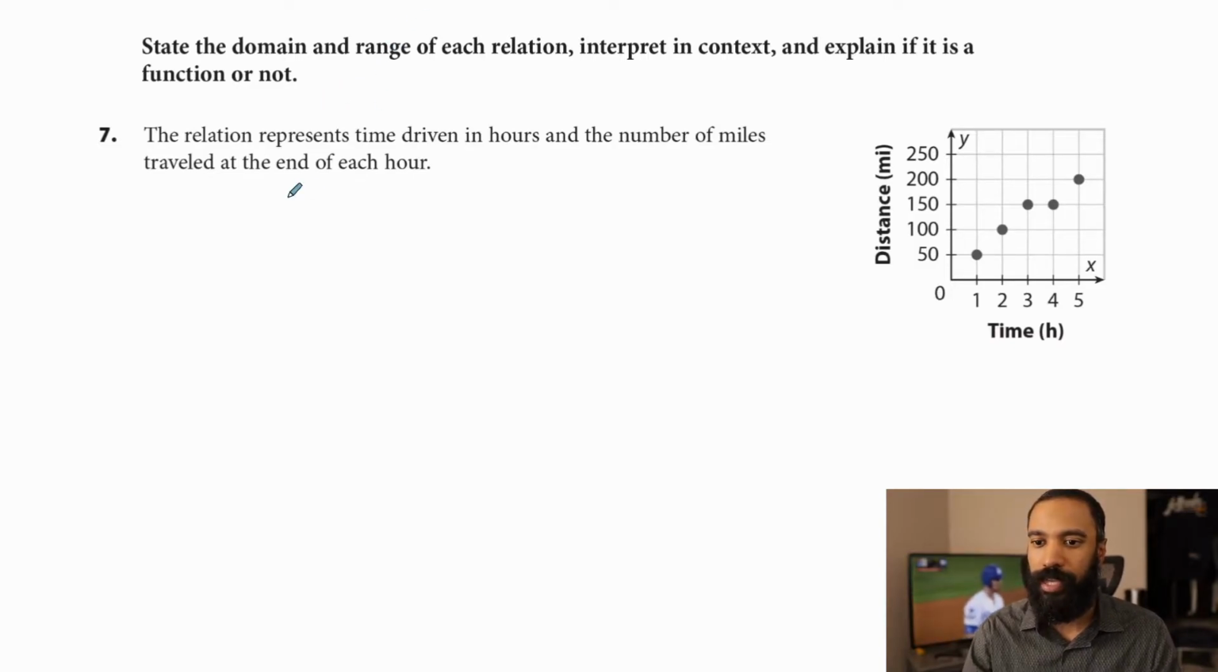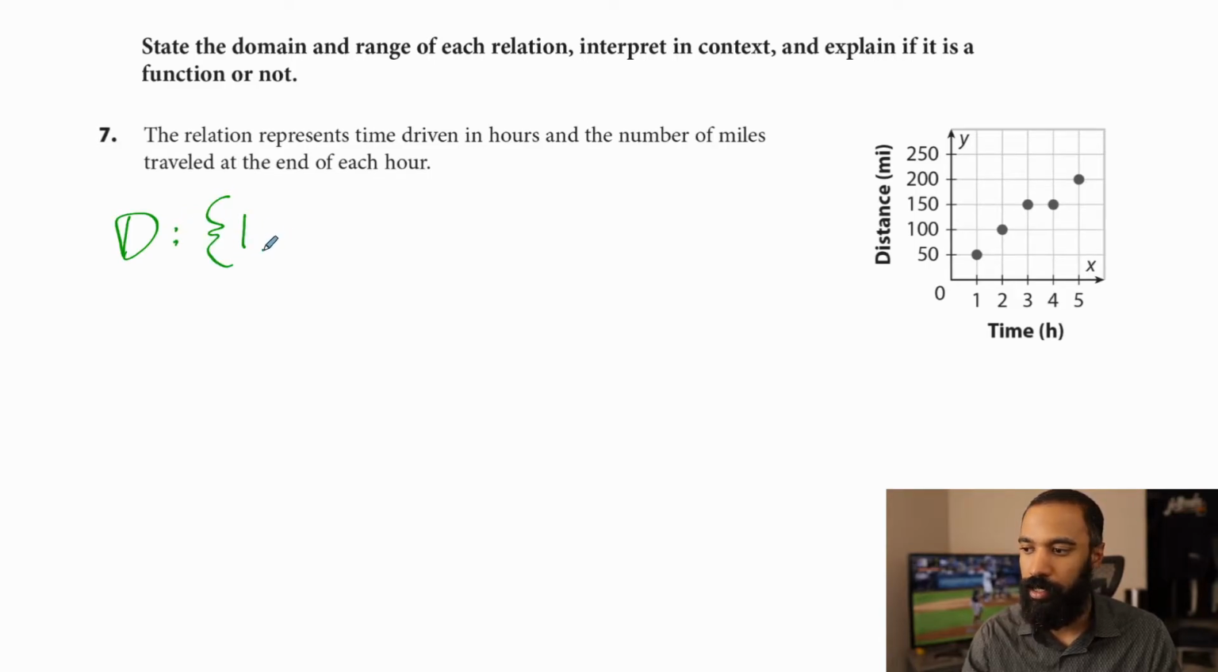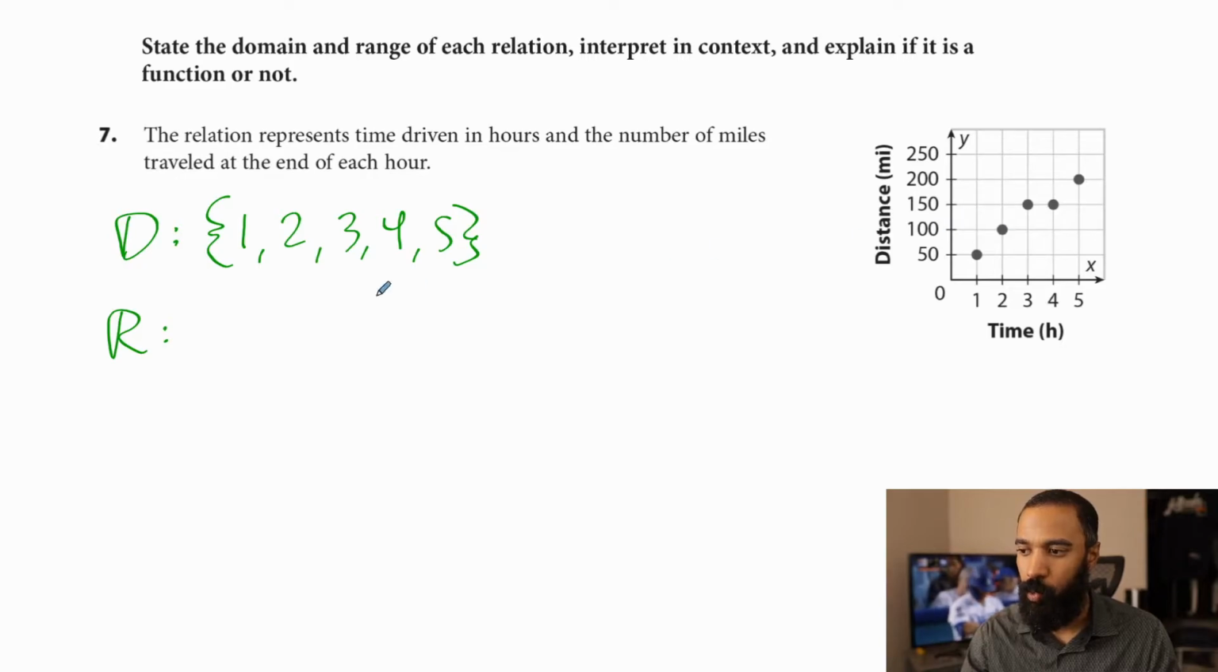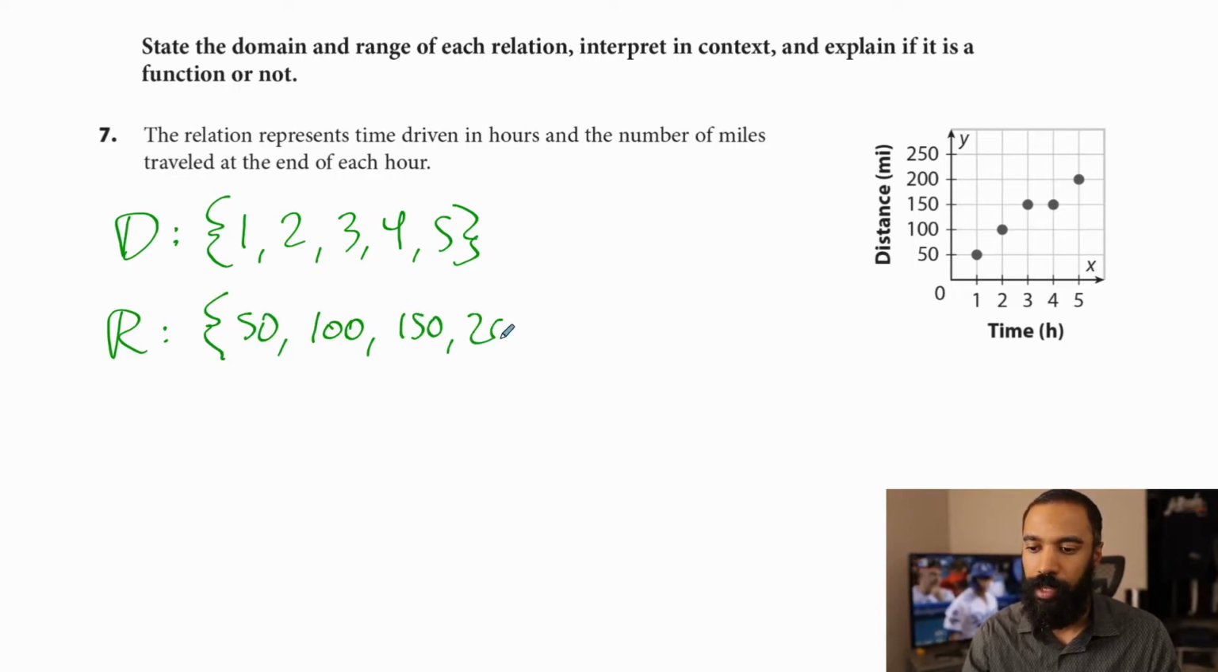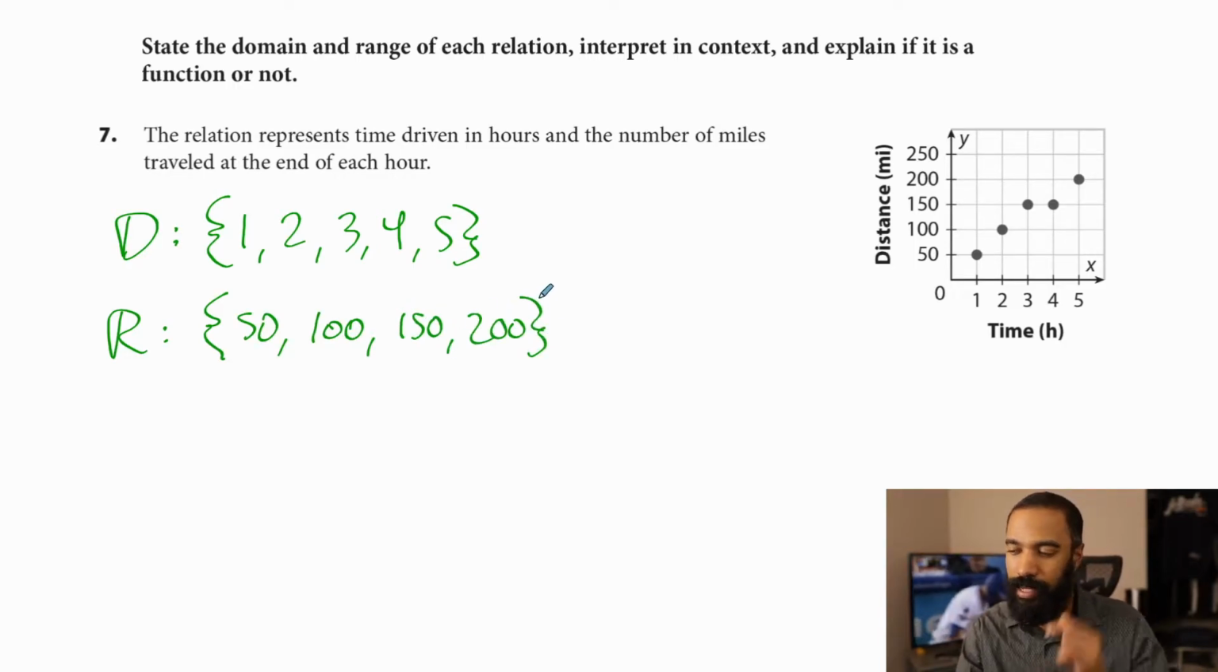All right, domain and range right here. The x values, h is in hours, the x values right here represent my domain. They are, in this case, 1, 2, 3, 4, and 5. And the range values right here, we hit 50, 100, 150, and 200. So those are the 4 different values that hit here.